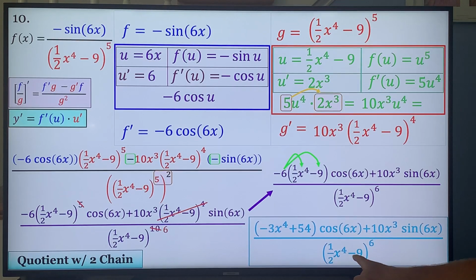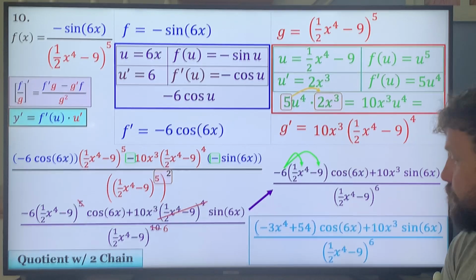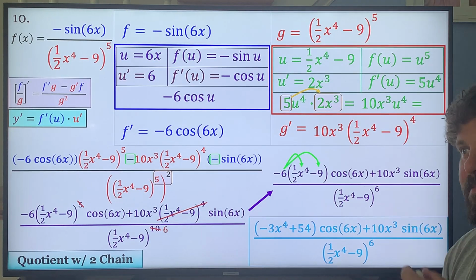All over 1 half x to the fourth minus 9. Whew! Fun problem? You got that, right?